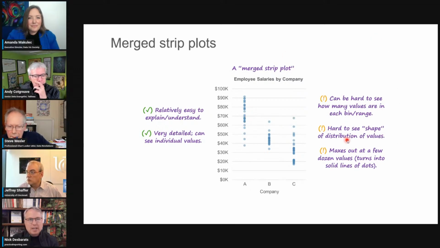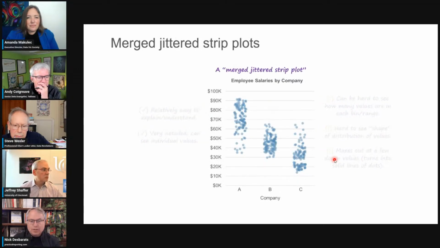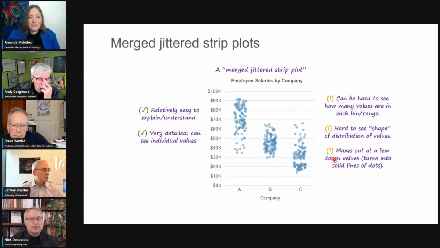And it doesn't really show the shape of the distribution, not as well as something like a histogram anyway, whether it's more like a normal distribution or skewed, for example. It's a little bit harder to see. And it maxes out at a few dozen values. Otherwise, it turns into a big strip of overlapping dots, in which case you could move to a jittered strip plot, which has basically the same set of strengths and weaknesses. It's just that you can show more dots by spreading them out a little bit. But this is also going to max out at maybe a few dozen or a few hundred values, or you just get big overlapping blocks of dots again.